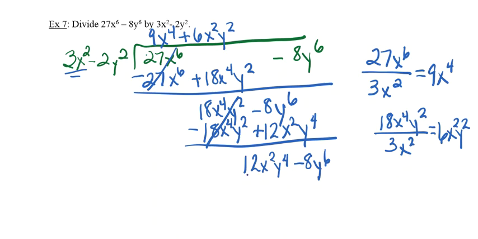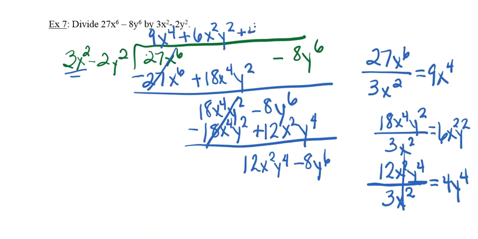Okay, we're going to do it again. So this is my starting point. 12x squared y to the 4th. We're going to divide it by this front, 3x squared. 12 divided by 3 is 4. X squared divided by x squared, 2 minus 2 is 0. It's out. I have y to the 4th left. It's all that's left, so I'm going to have a plus 4y to the 4th on top.